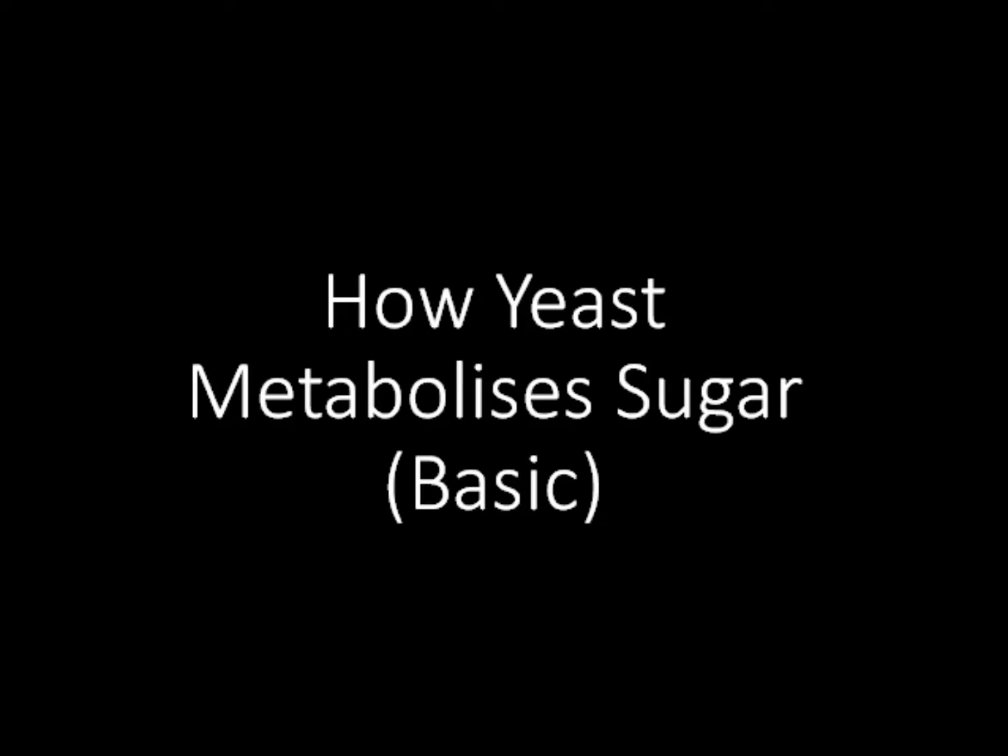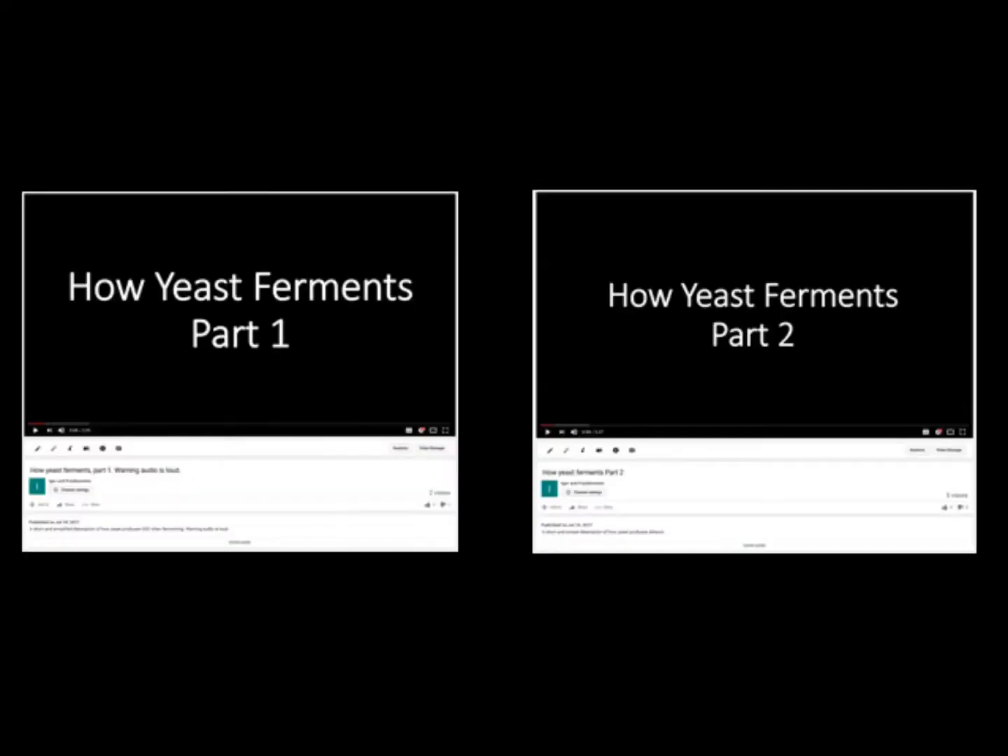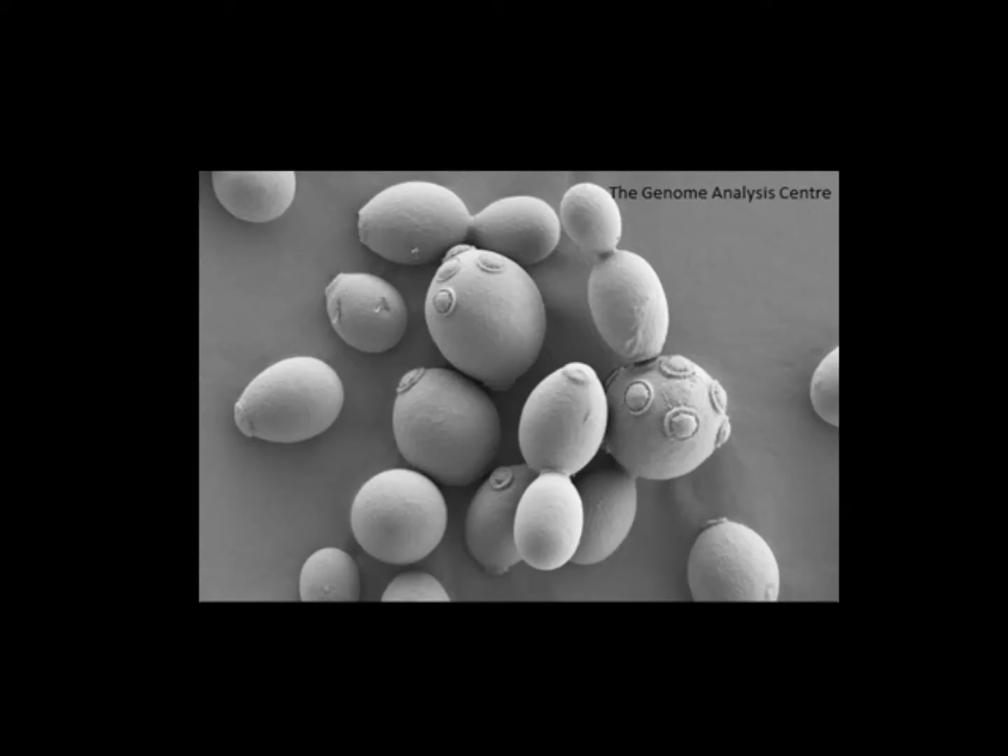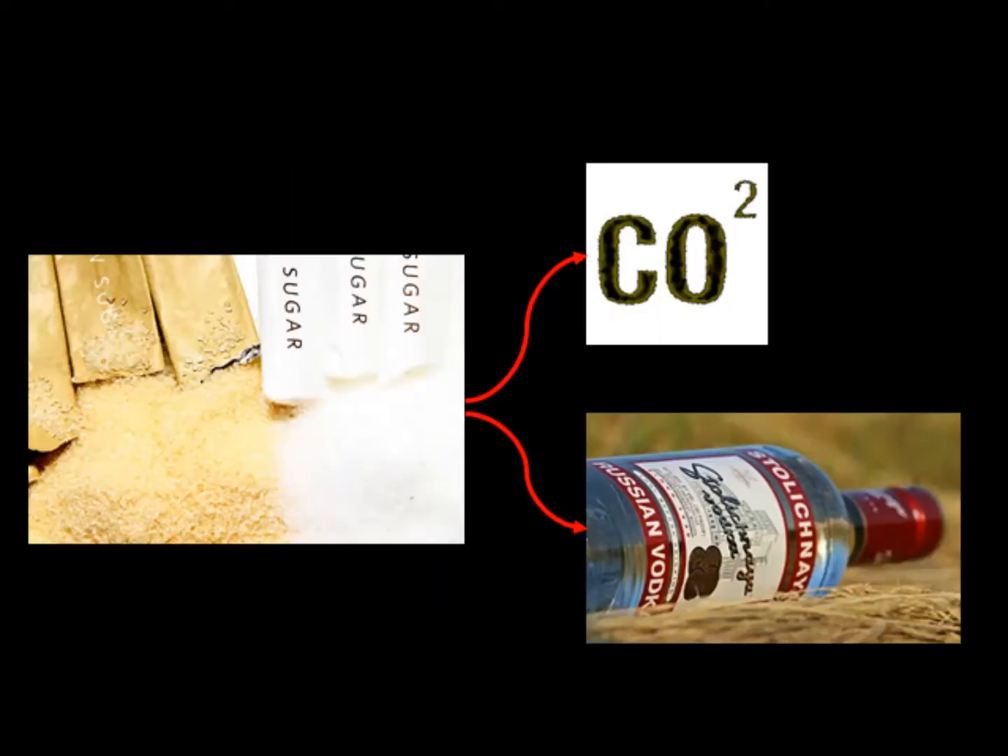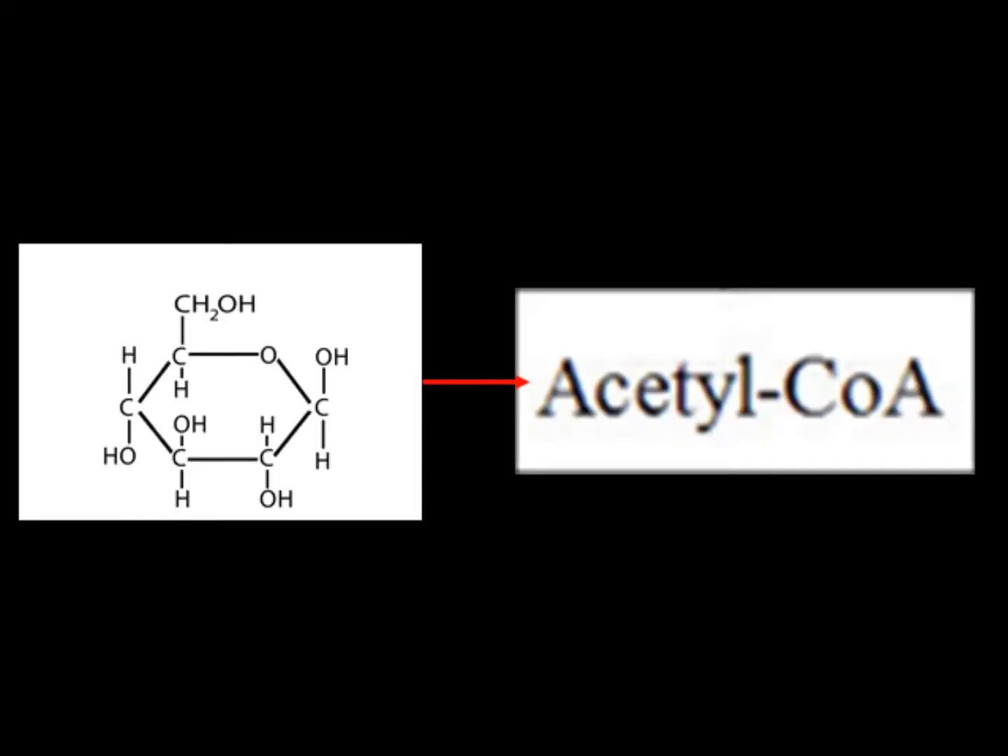Hello, and welcome to this video on how yeast digests sugar. As seen in previous videos, yeast converts glucose molecules into ethanol and carbon dioxide when in low oxygen conditions. This video will explain how yeast executes sugar metabolism. Yeast primarily utilizes glucose, breaking it down into pyruvate and then acetyl-CoA for the TCA cycle.